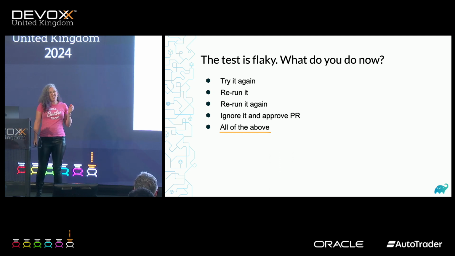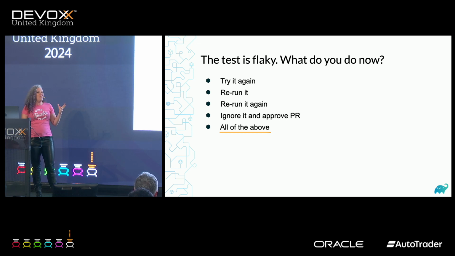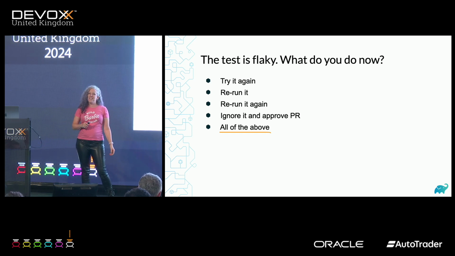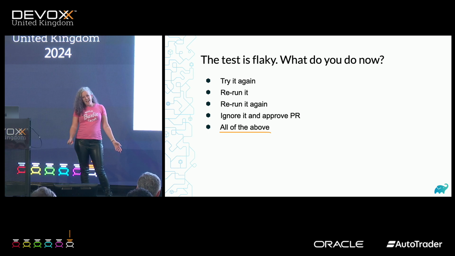So when you come across a test which fails, what do you do? You rerun it, just in case. And you rerun it a few times just to see if it really passes or not. And if it passes, then it's a flaky test, and that's OK. I'm just going to approve the PR anyway. You're like, wait a minute, didn't that test fail? Yeah, but sometimes it passes.